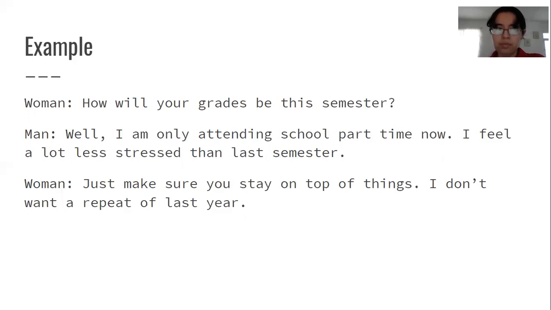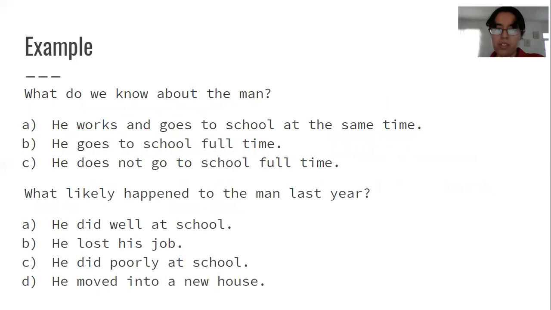And here we have the questions. What do we know about the man? And we have the options: He works and goes to school at the same time. He goes to school full time. He does not go to school full time. Which one would be the correct one? What do you think?